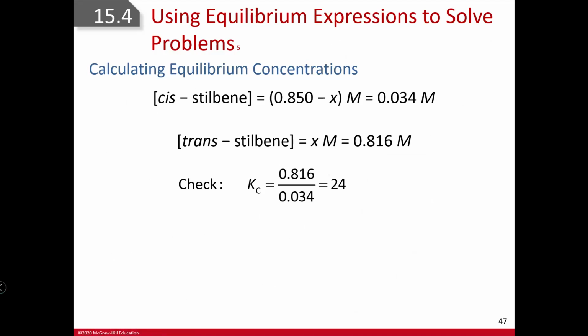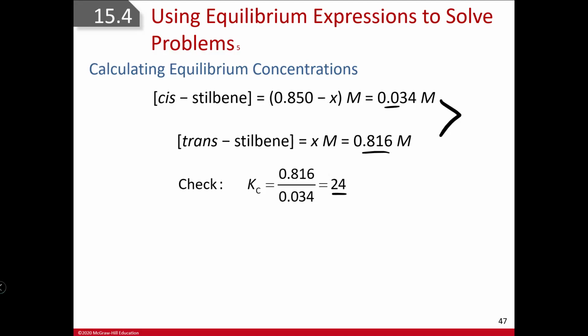All right, so they do this for us. They subtracted the 0.816 from 0.85. We get this left over of the cis-stilbene. We gain this amount of the trans-stilbene. That makes sense because the equilibrium constant was 24. It favored the products over the reactants, and we see that here. But both are still present.